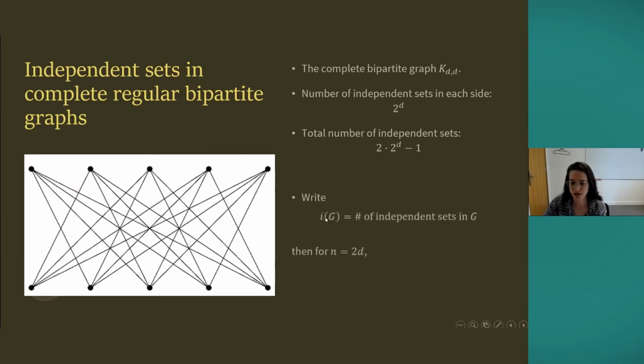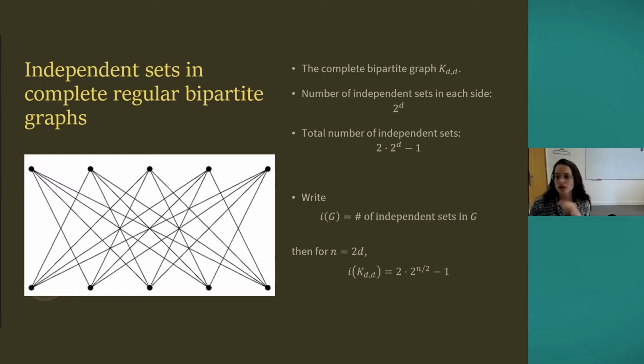Let me add some notation here. I(G) will be the total number of independent sets in the graph G. If we want to write what I wrote before in terms of the number of vertices, n, which is 2D, the number of independent sets in K_{D,D} is 2 times 2 to the power of n over 2, minus 1. The reason I want to write it like this is so it will be easy to compare to other results later.